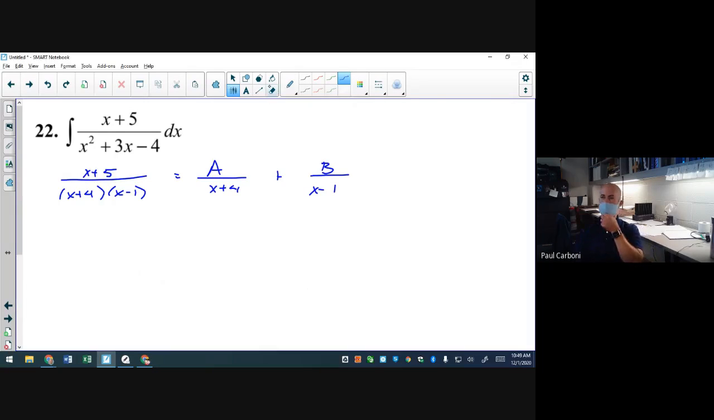And if you were paying attention yesterday, if you tuned in or if you watched the Google Meet after the fact, I talked about this shortcut method, where if I want to know what A is, I find the value of x that makes what's under A equal to 0, and that's -4. And then I go to my original problem, and I block out the factor that's under the A. I block out the x plus 4, and I plug -4 into everything that is remaining. So my value of A is going to be -4 plus 5, which is 1, over -4 minus 1, which is -5. There's my A.